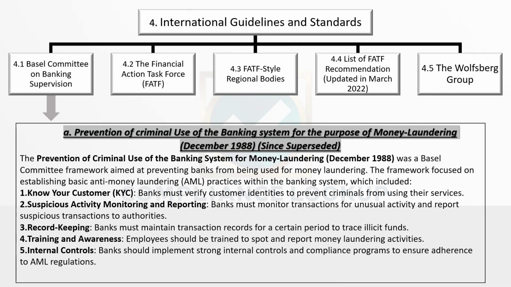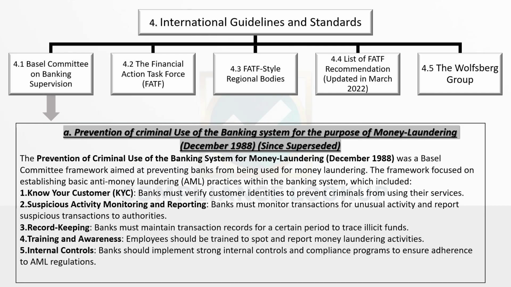The Prevention of Criminal Use of the Banking System for the Purpose of Money Laundering, December 1988, was a significant initiative by the Basel Committee on Banking Supervision to safeguard the integrity of the financial system from being exploited by criminals for laundering illicit funds. The framework, which was later superseded by more comprehensive regulations, aimed to establish guidelines for banking institutions to prevent money laundering activities and maintain the soundness of the banking system.